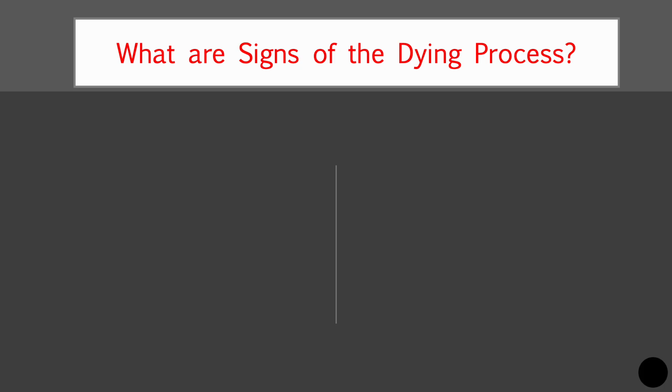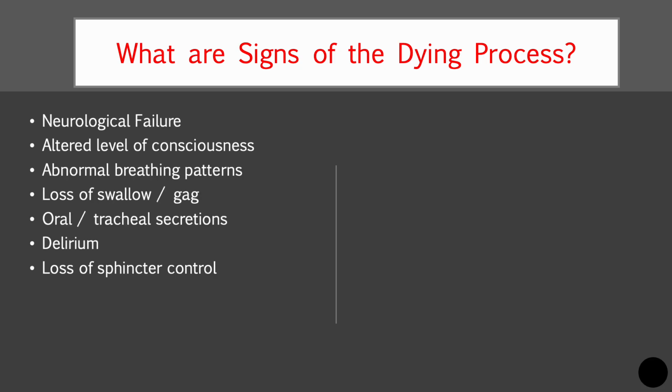So what do you think are the signs of the dying process? I think in general you may name them one by one. Now I will discuss this with you. So the first one, there will be a failure in the neurological system. It can be changes in the level of consciousness, from compos mentis to somnolent or even coma and death.